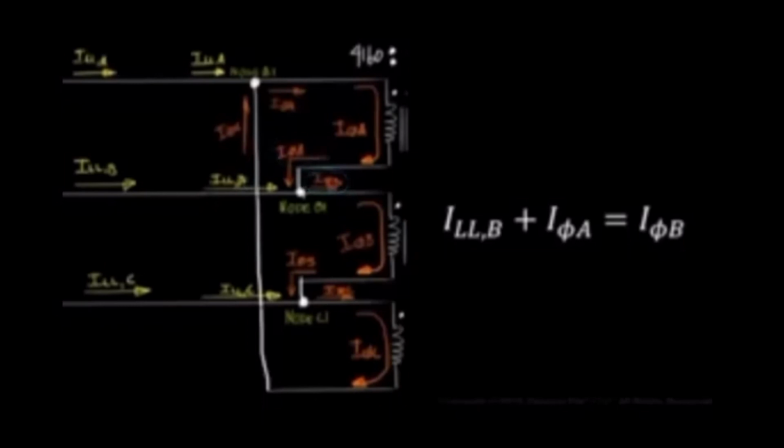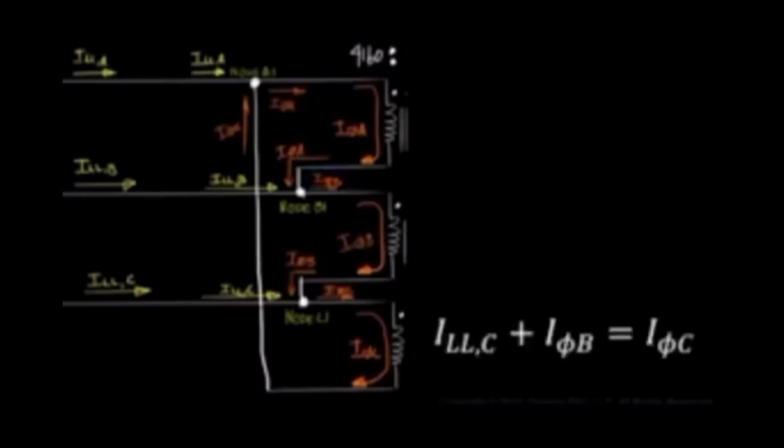And for node C1, line current C plus phase current B is equal to phase current C. Line current C and phase current B are flowing into node C1, but phase current C is flowing out of node C1. Introduction to the delta Y transformer connection, part 5.